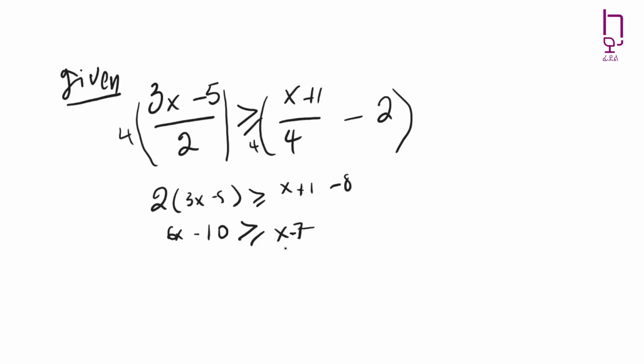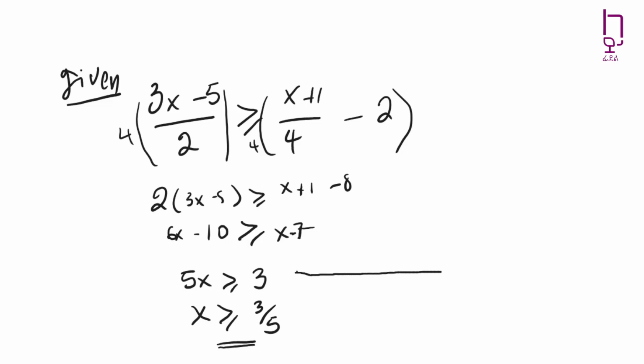Okay, when I collect like terms, here becomes 5x. When I take 10 over this side, it becomes 3. Right, it to be plus 10 here. So x is greater than or equal to 3 over 5. So now I have this solution. Remember, I have to also show it on a number line.